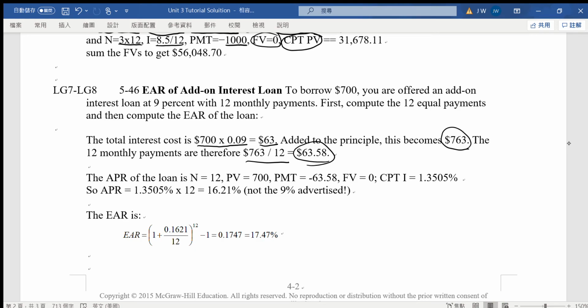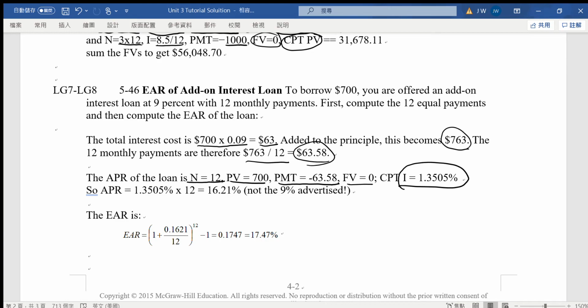According to that, the period is equal to 12, because there are 12 months, right? The principal amount, or the present value, is 700. Every month you will pay 63.58 back to the bank. There is no future value, and you want to work out the I, which will be equal to 1.3505%. That is the APR in relation to this loan.